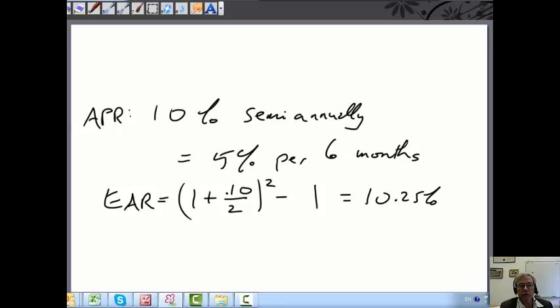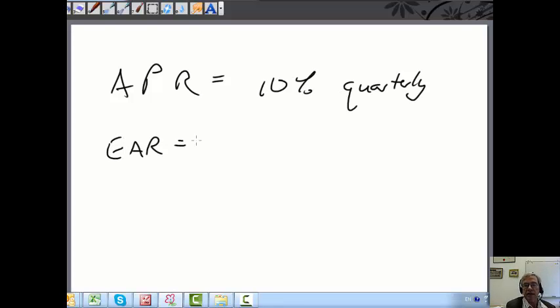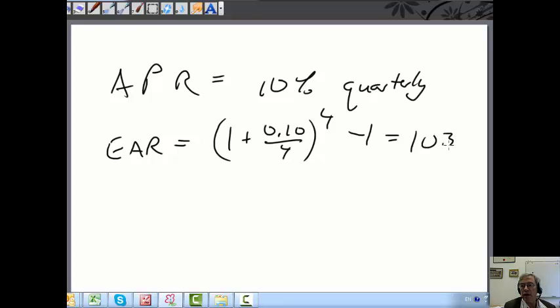Let's look at the second example. If the annual percentage rate is equal to 10% quarterly, then the effective annual rate is equal to (1 plus 0.10 divided by 4), all to the power 4, minus 1, which is equal to 10.38%. So here you can see that payments on a quarterly basis yield 38 basis points above the rate if this was an annual percentage rate of 10% paid annually. So once again, we can see the advantage of earlier payment.